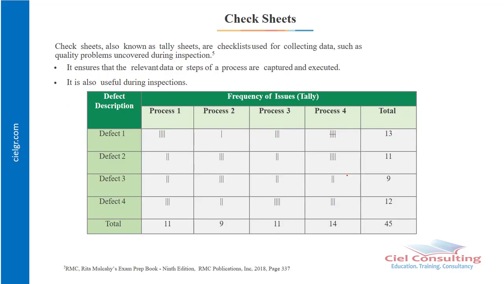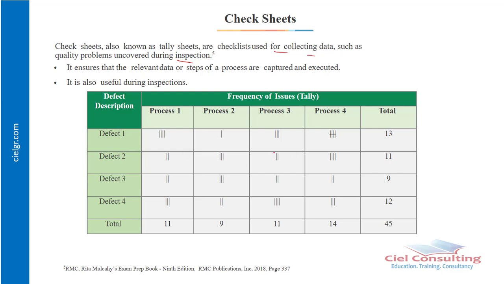Then we also have the check sheet. A check sheet is basically more like a checklist that is used for data collection. This is particularly necessary, especially when you want to carry out inspection, maybe during a quality control process. So in the check sheet, you itemize what we refer to as the defect descriptions, and then you indicate using a check in any process where this particular defect may occur.